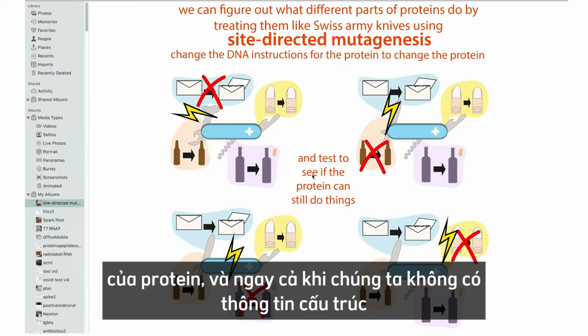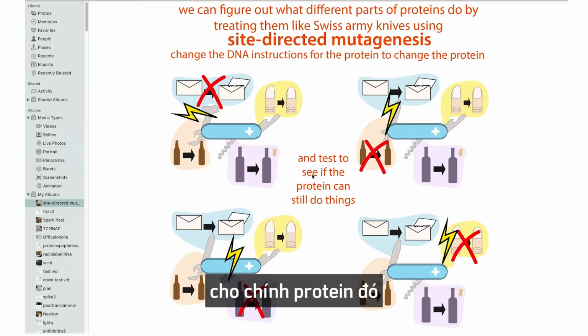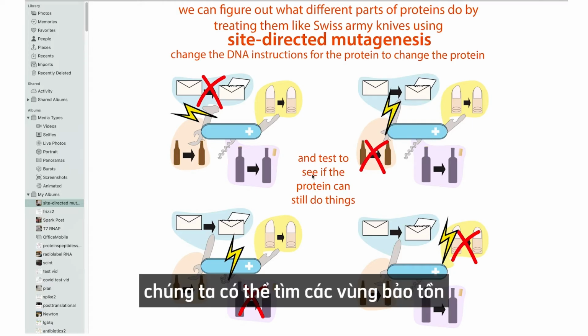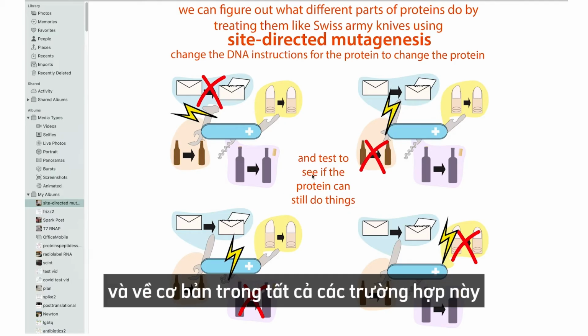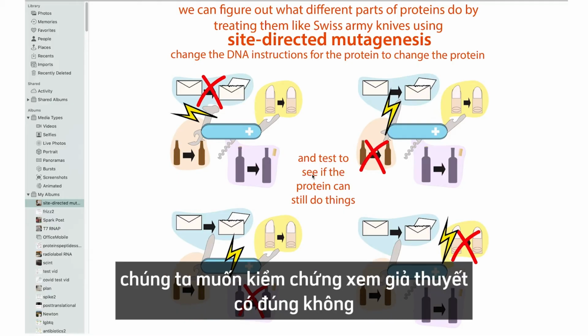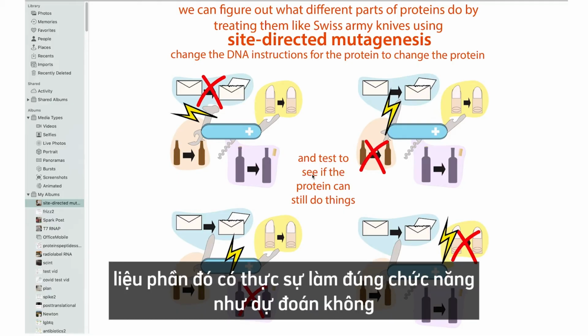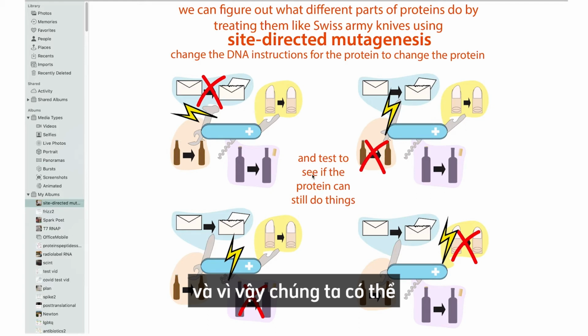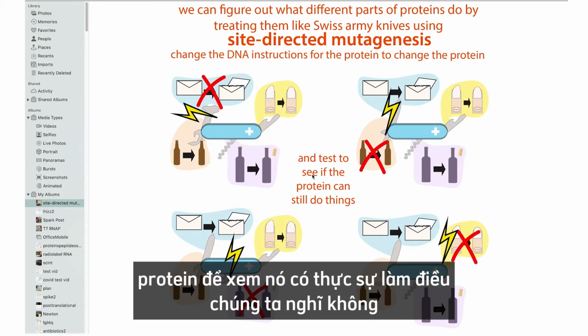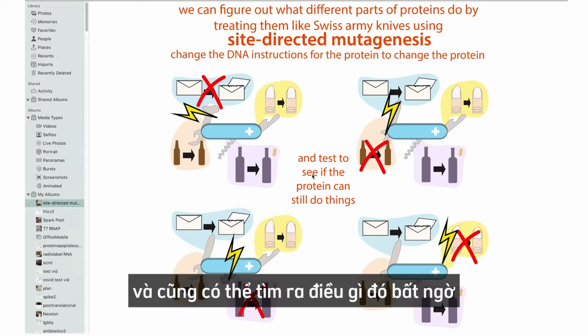And even if we don't have structural information on that specific protein, we can do things like look for conserved regions in the sequence that we know have some function in a different protein. And basically in all these cases we want to test if that theory is right. Does that thing really do what it looks like it should do, or what we think it might do? So we want to make changes to the protein to see if it really does do the thing that we think, and maybe we'll find something unexpected.